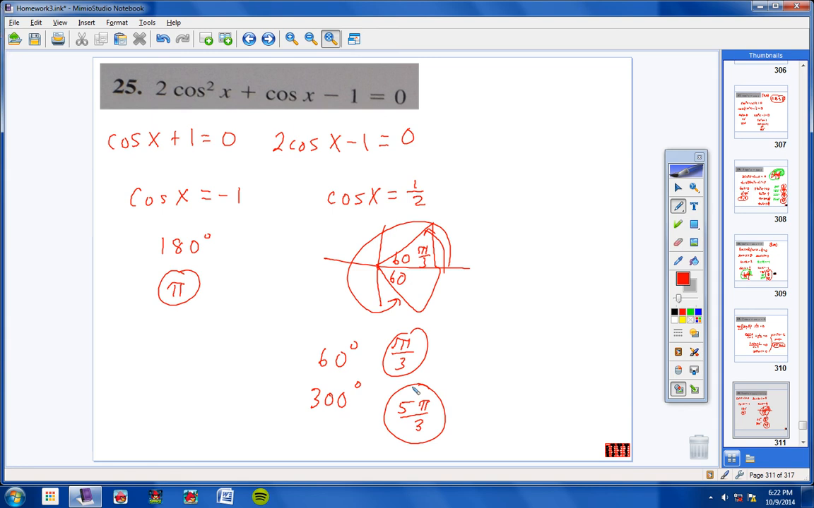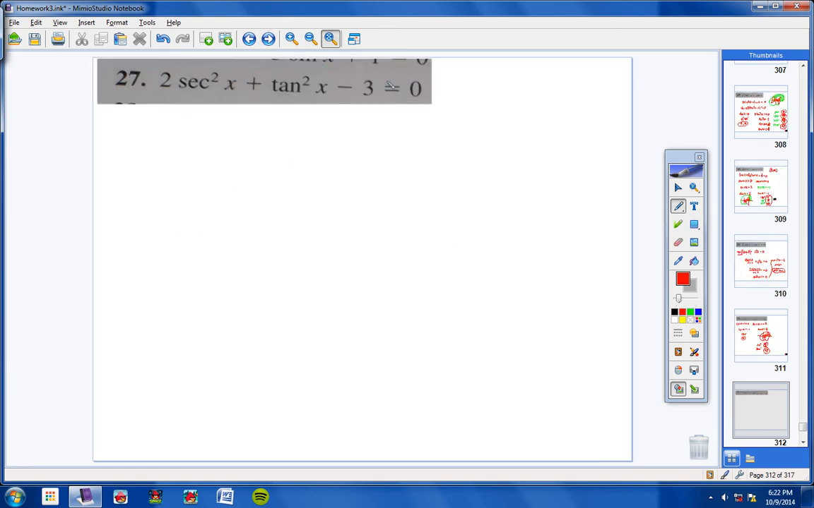Now, number 27 is the last problem here, in which we have the domain of 0 to 2 pi. Okay, so here we go. Now, notice on number 27, we have an issue here. We have a secant squared and a tangent squared.